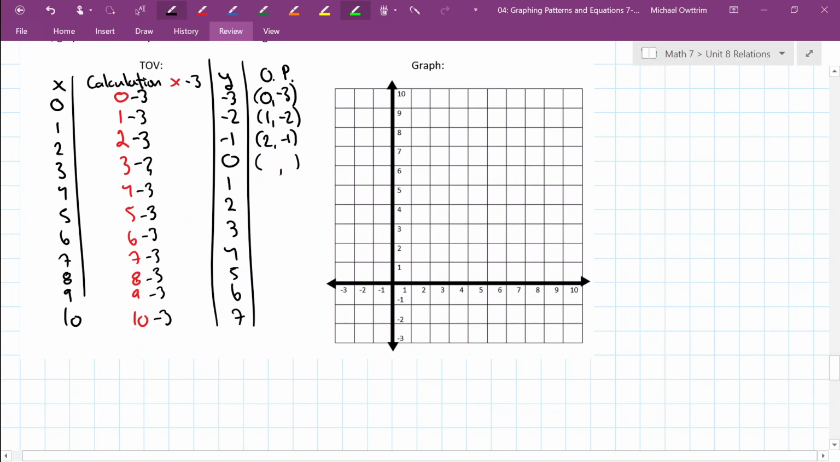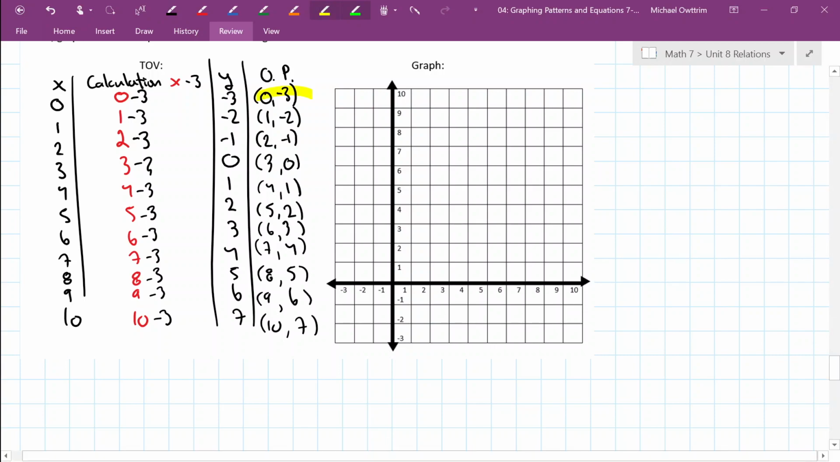And then we have our ordered pairs. And we'll fill those in with our x values through 10. Oops, did I miss a row? 2, 3, 4, 5. Oh, missed a row there. And our y values. So 0, 1, 2, 3, 4, 5, 6, 7. So let's go ahead and graph those.